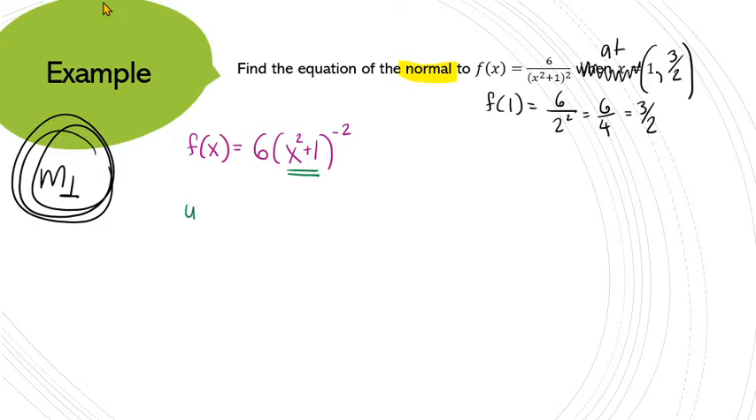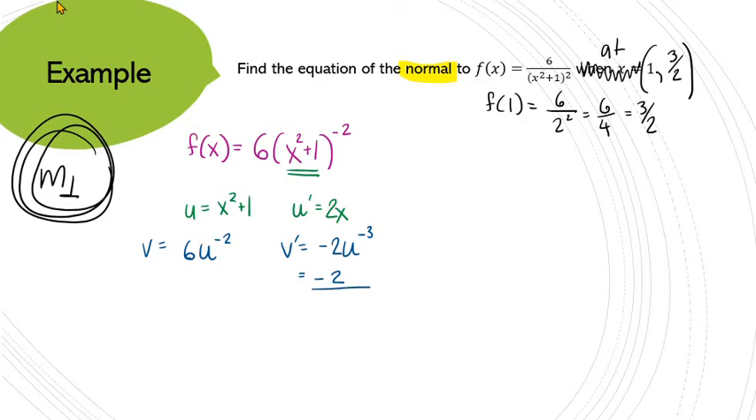The inner function, let's call it u, is x squared plus 1, which means it has a derivative of 2x, and the outer function will be 6u to the -2, which means it has a derivative of -2 u to the -3. If I rewrite that in terms of x, I get -2 over x squared plus 1. Why did I put it on the bottom? Because it's to the power of -3, so it will be a reciprocal with a positive exponent 3.